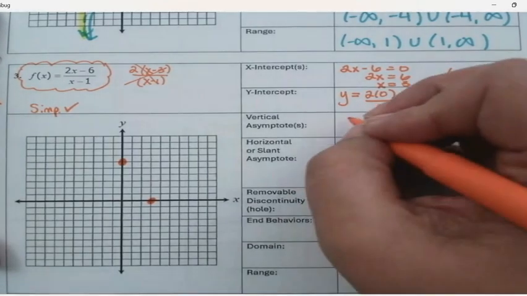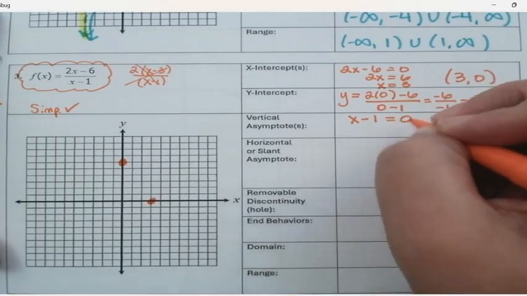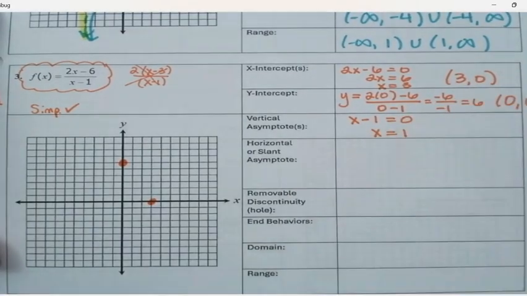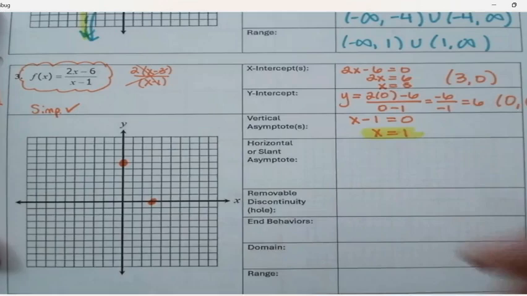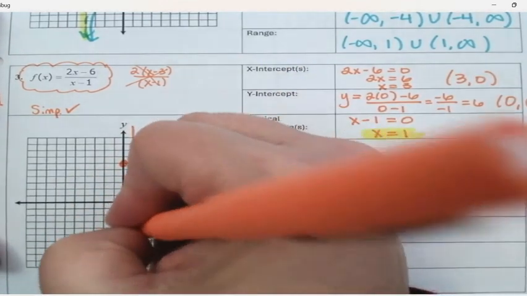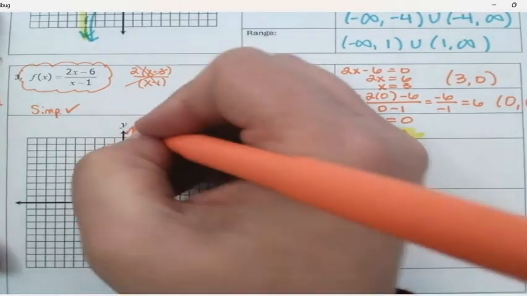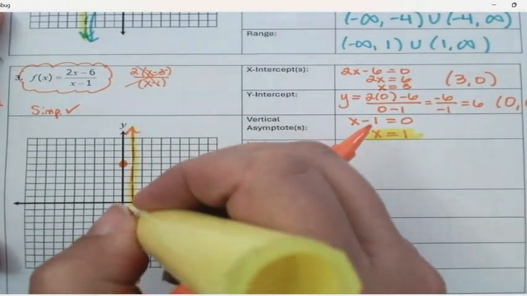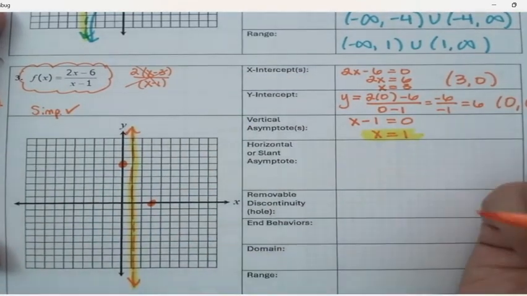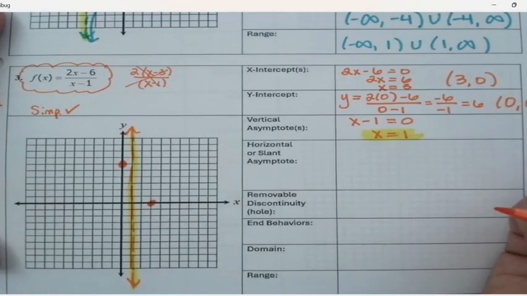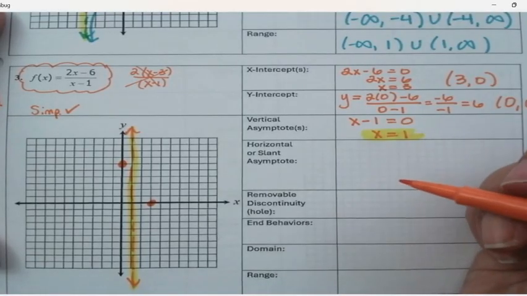Okay, find the vertical asymptote by setting the denominator equal to 0. X minus 1 equals 0. X equals 1. There's my vertical asymptote. Got to graph the asymptotes. They really shape these graphs. So without them, it's hard to know what the graph's going to look like.